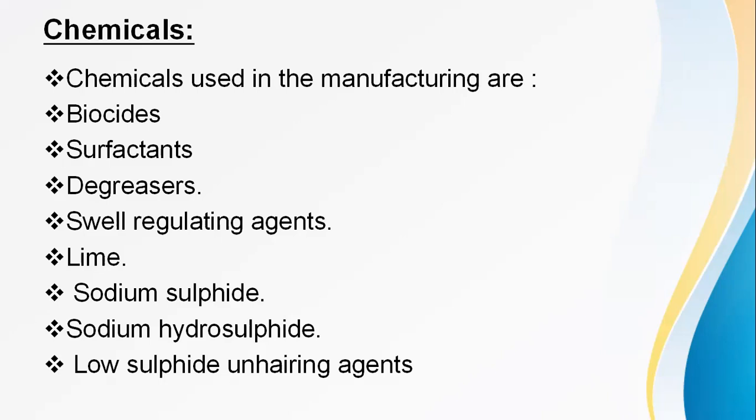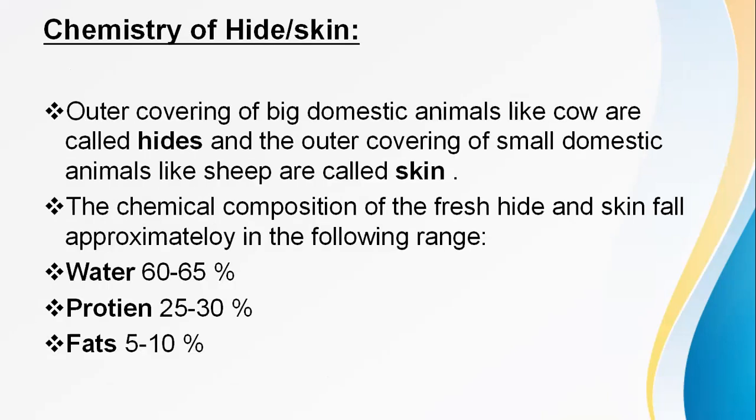So moving towards the next slide, the chemistry of the hide and skin. The main difference between them: the outer covering of big domestic animals like cows is called the hide. If we are discussing the outer covering of small domestic animals like sheep, it is called skin. We are basically discussing the chemistry of the hide and skin.